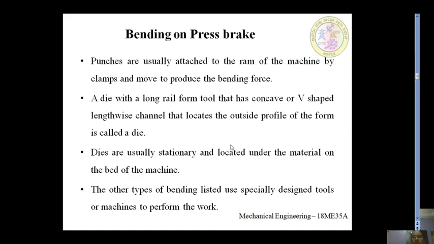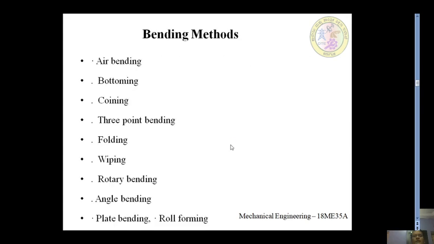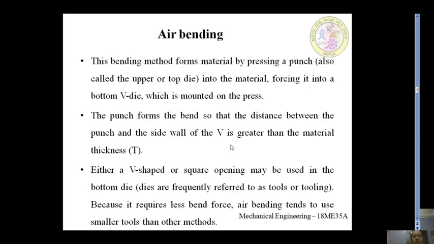The other types of bending are air bending, bottoming, coining, 3-point bending, folding, wiping, rotary bending, angle bending, plate bending, roll forming and all. So in air bending, this method forms a material by pressing a punch, also called the upper or top die, into the material, forcing it into a bottom V die, which is mounted on the press. The punch forms the bend so that the distance between the punch and the side wall of the V is greater than the material thickness.